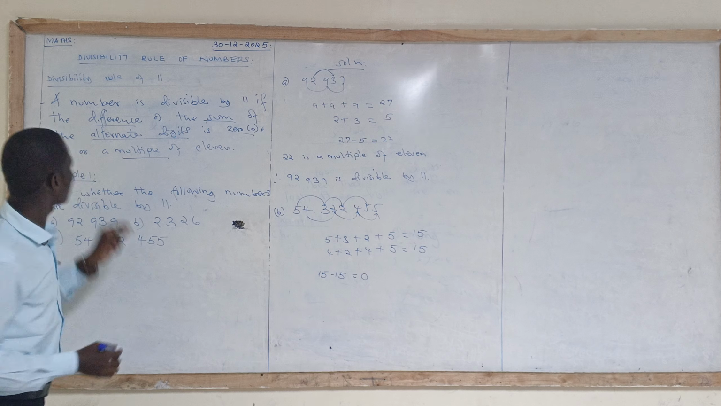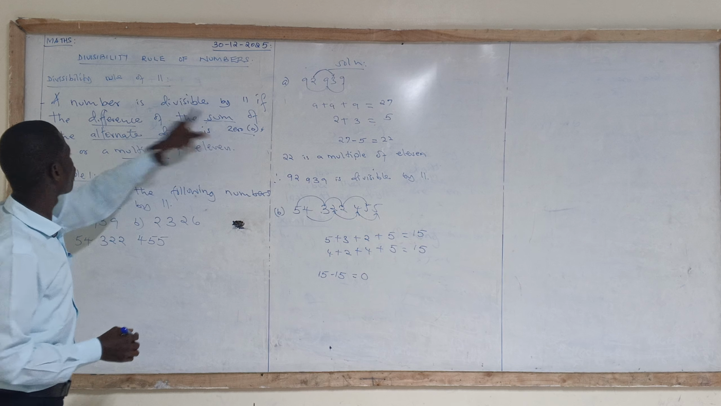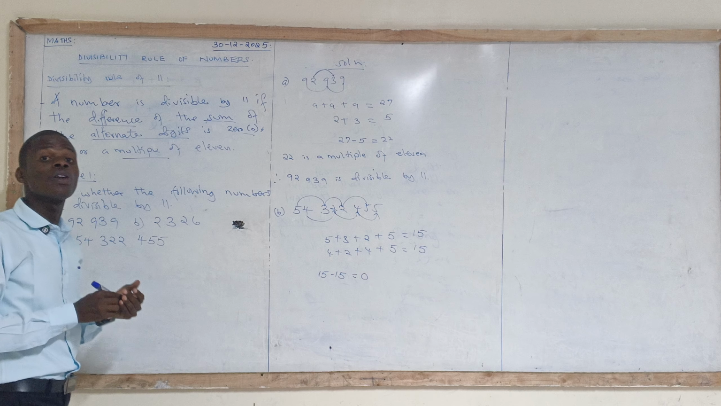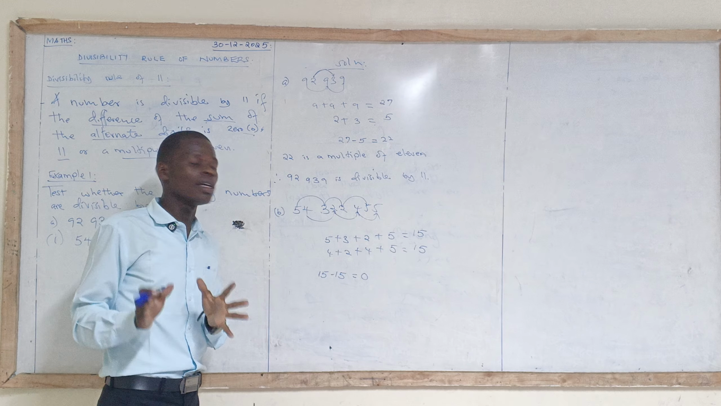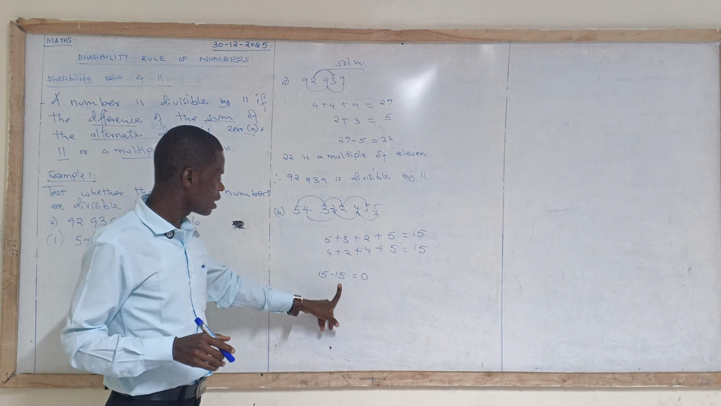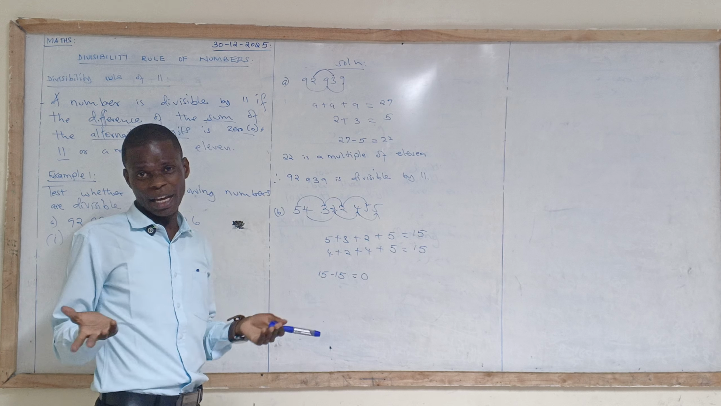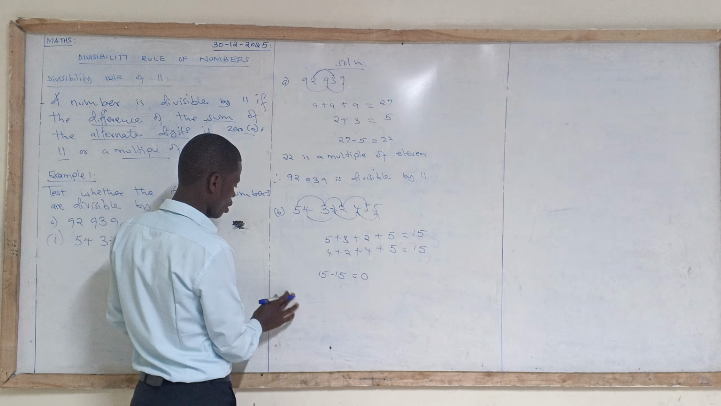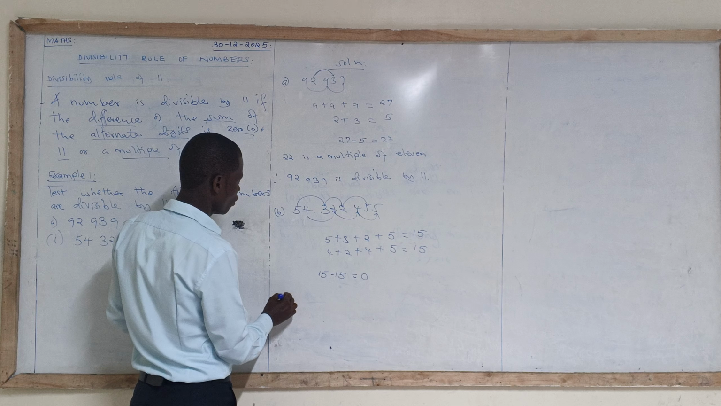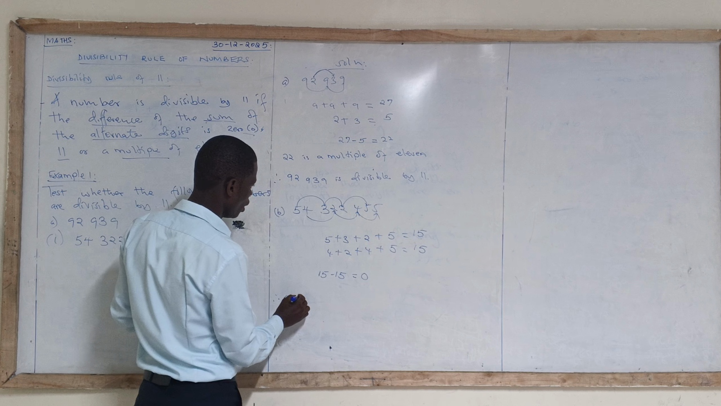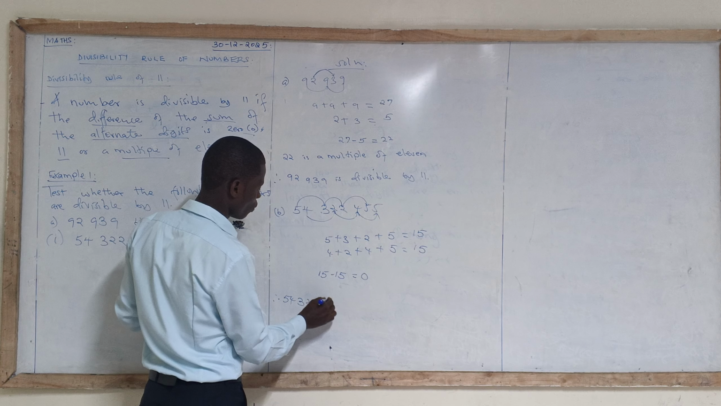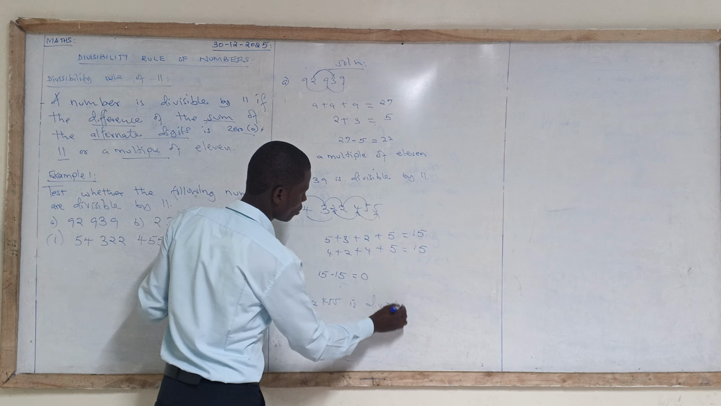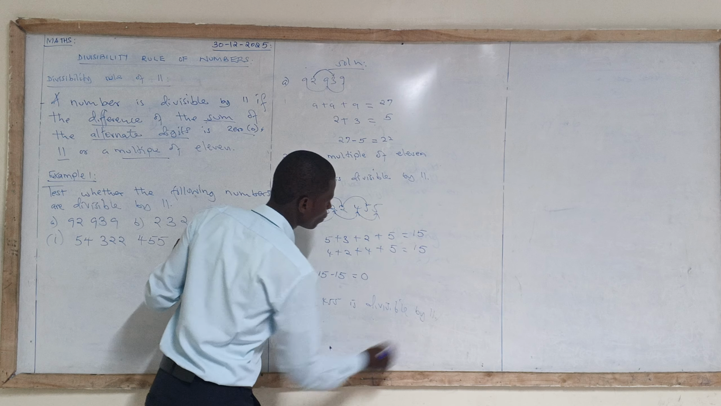So what did we say? The difference of the sum of the alternate digits should be 0, 11 or a multiple of 11 for us to testify that the number is divisible by 11. So 15 minus 15, that is 0. We are right. So you say that therefore 54,322,455 is divisible by 11.